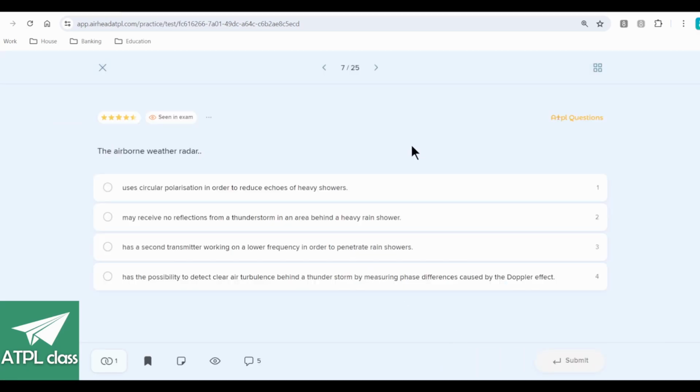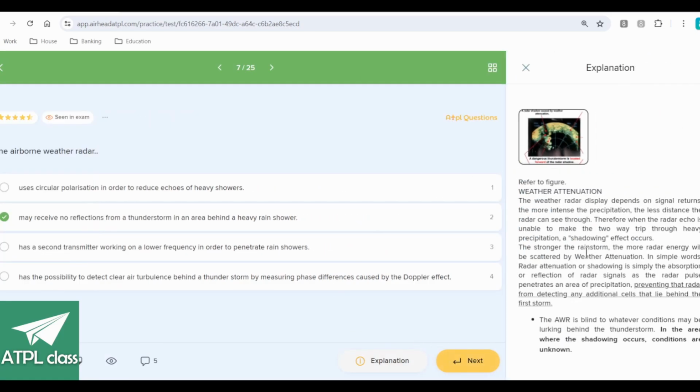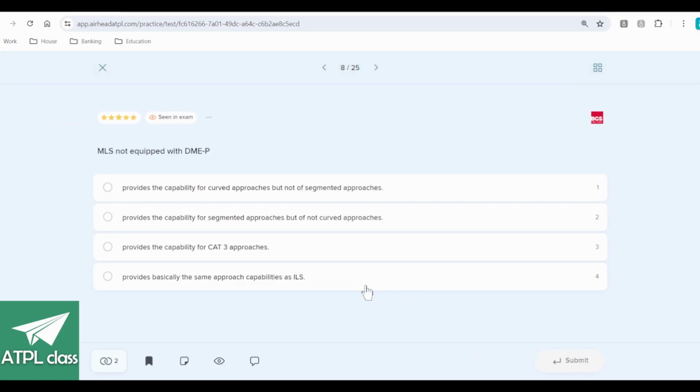That's brilliant. Okay, the airborne weather radar uses circular polarization in order to reduce echoes for heavy showers. No, it doesn't mention anything about circular polarization. The airborne weather radar may receive no reflections from a thunderstorm in an area behind a heavy rain shower. That is true, because it might get the shadowing effect from a heavy rain shower. The airborne weather radar has a second transmitter working on a lower frequency in order to penetrate rain showers. Not sure about that. And the airborne weather radar has the possibility to detect clear air turbulence behind a thunderstorm by measuring the phase difference caused by the Doppler effect. It won't be able to detect clear air turbulence, it needs something to detect, which is raindrops. So I'm going to go for that second answer. Yeah, it's this bit at the bottom that I was talking about: in the area where the shadowing occurs, conditions are unknown.